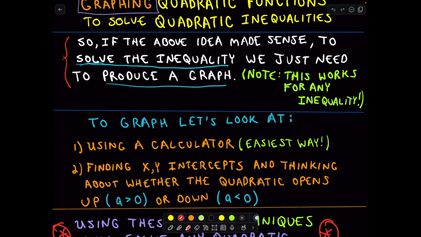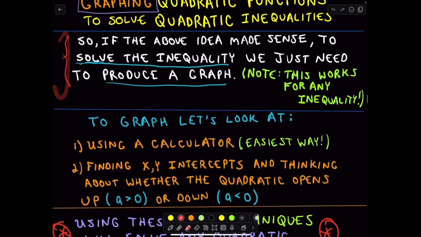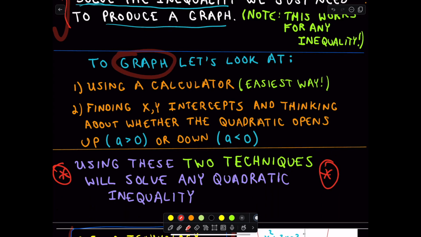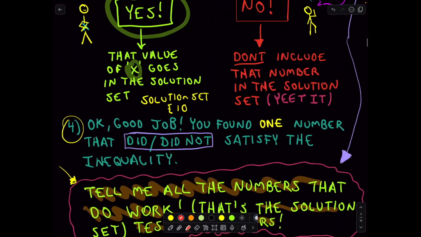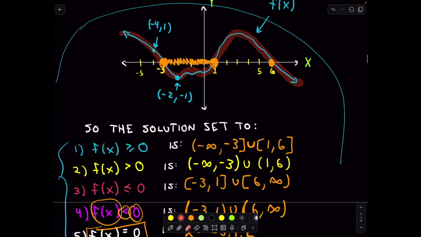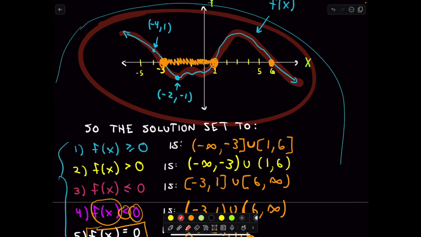Okay, so this is what I said a second ago. If all that made sense, we're good to go. So all I'm going to do is graph these things, and I'm going to do it in one of two ways. The first way is using a calculator or a computer program or something. I'm not graphing it by hand. I'm going to use some sort of technology. And if you have that option available, this is great because that inequality is just going to turn into one of these questions. You're going to spit out a graph and you'll be able to answer the inequality from that.